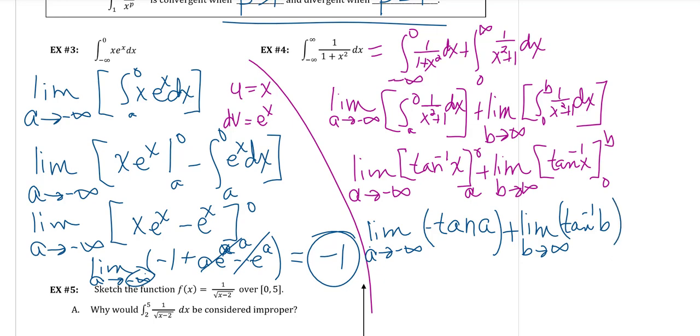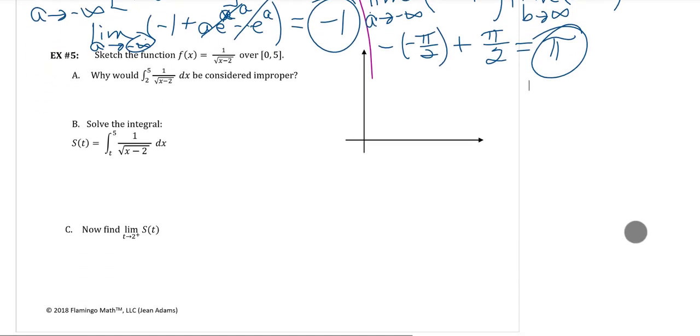Okay, so evaluating this, if you think about the graph of the inverse tangent, as you go to negative infinity, it has an asymptote of negative pi over 2. So the limit is not there anymore, this is going to be negative pi over 2. And as I go to positive infinity, I have a horizontal asymptote at pi over 2. And so when I add these together, I get pi. So that's how you handle when you have both limits being infinite.